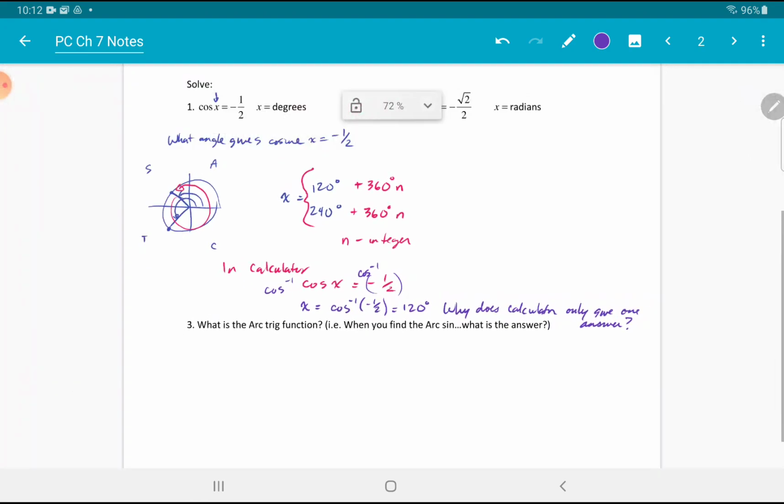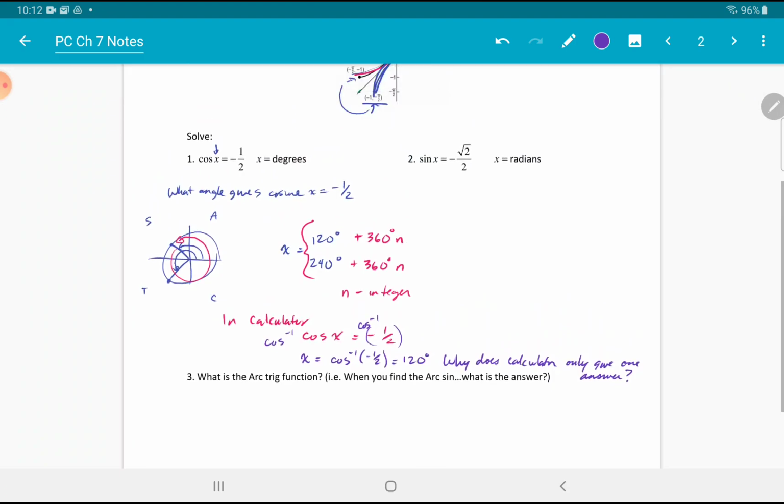Let's take a look at the next problem. Maybe we can figure it out in this problem here. Sine of x is equal to negative root 2 over 2. Now we're looking at it in terms of radians. Recall from our example 1, what we want to do is think about where sine gives you that negative value. Using your mnemonic, remember that sine is going to give you negatives in quadrant 3 and quadrant 4.